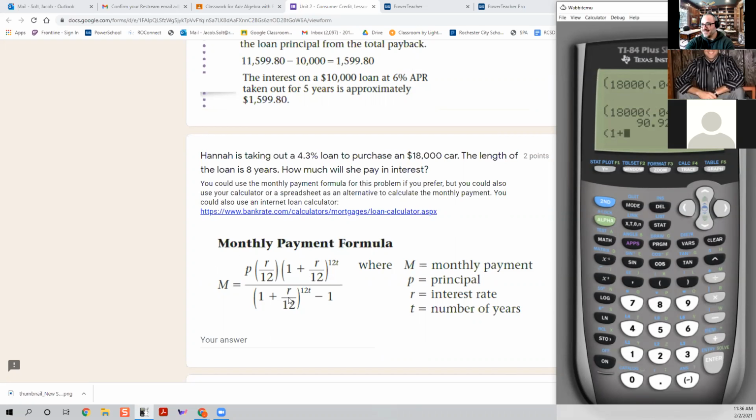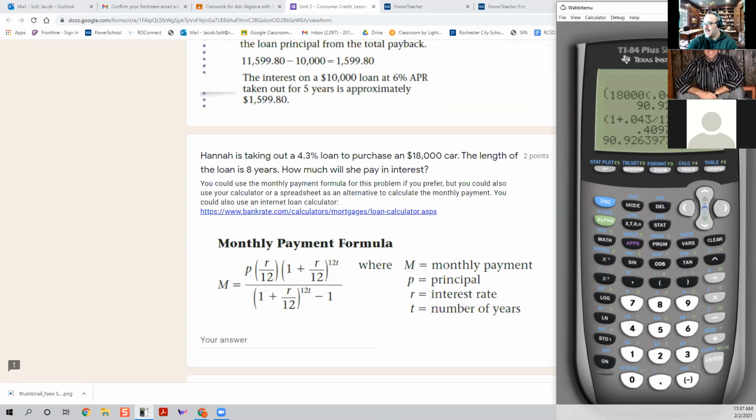So the bottom, I'm going to use parentheses. 1 plus the rate, which is 0.043, and I got to divide that by 12. Closing my parentheses, just like it is in the formula. Raise the power of 12 times t. T is 8, right? 8 years. And then I have to press that right button to bring it back down. Minus 1. All right, this is the bottom, the denominator.